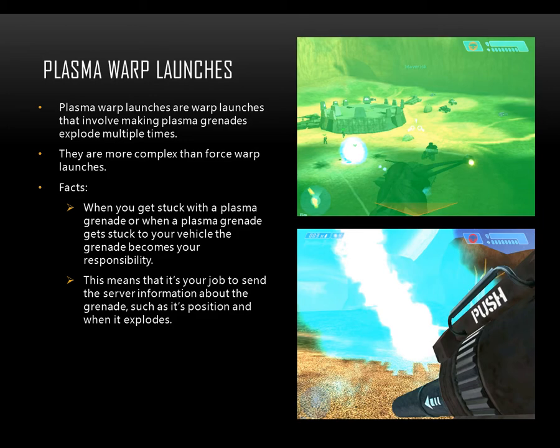The first one is where I'm in a Banshee and I am getting warp launched by a plasma grenade. So essentially, the plasma grenade was stuck to me, and then as I reconnected to the server, it exploded a whole bunch of times and sent me flying. You kind of see the beginning of that launch. The second screenshot is when I'm warping someone else. I stuck a plasma grenade to their vehicle, it exploded a whole bunch of times, and you can see there's this big blue streak. That's because the plasma grenade just exploded a whole bunch of times in that short period of time, and so you have this blue streak there when that happened.